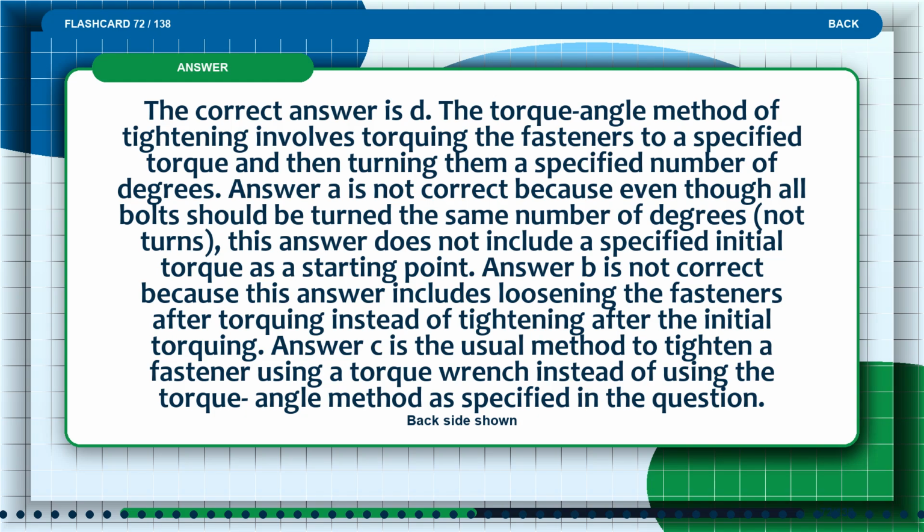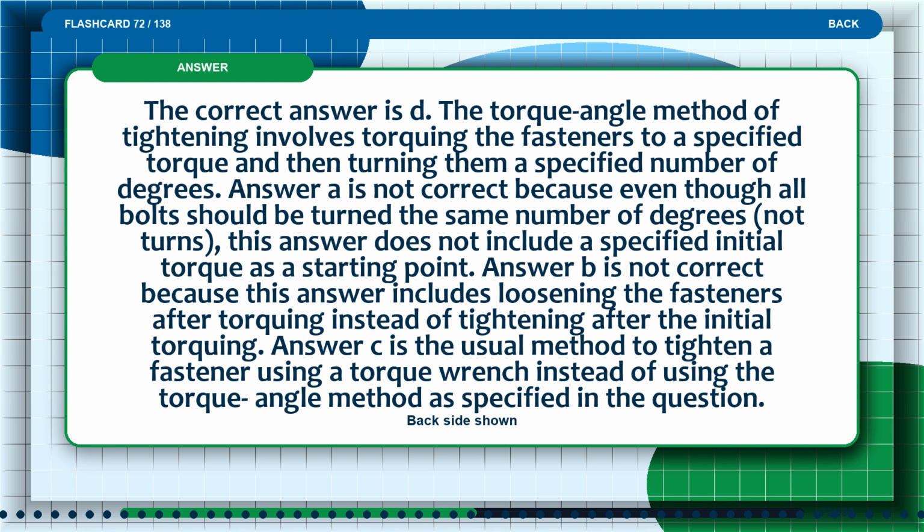The correct answer is D. The torque angle method of tightening involves torquing the fasteners to a specified torque and then turning them a specified number of degrees. Answer A is not correct because even though all bolts should be turned the same number of degrees, not turns, this answer does not include a specified initial torque as a starting point.